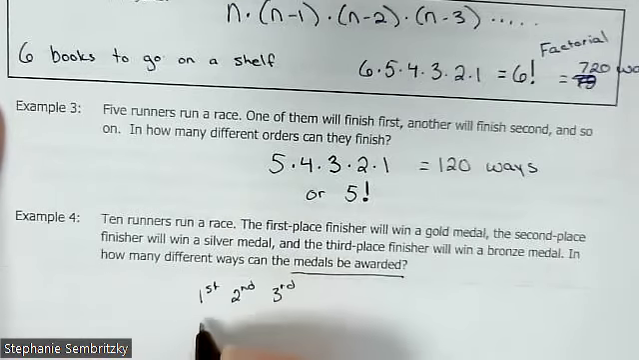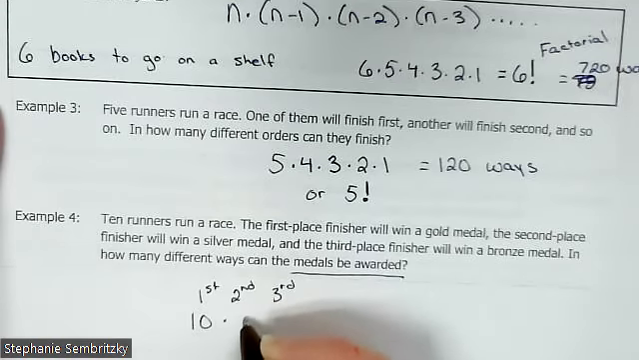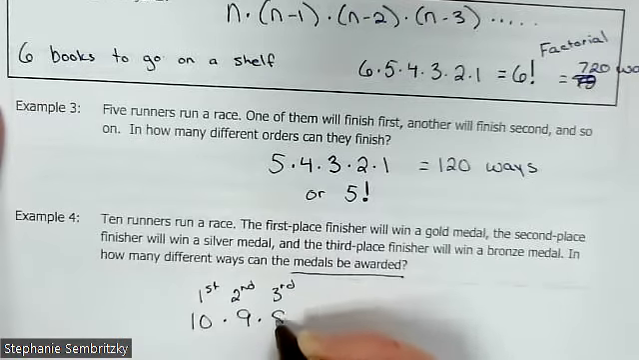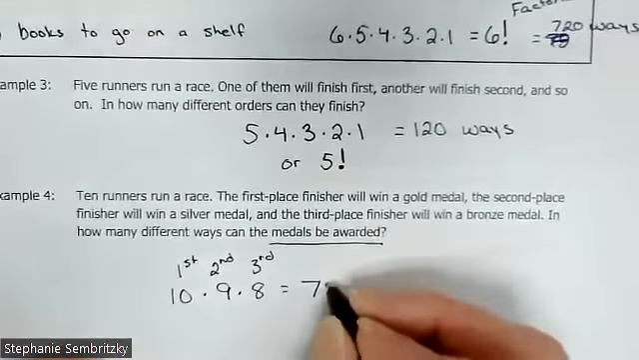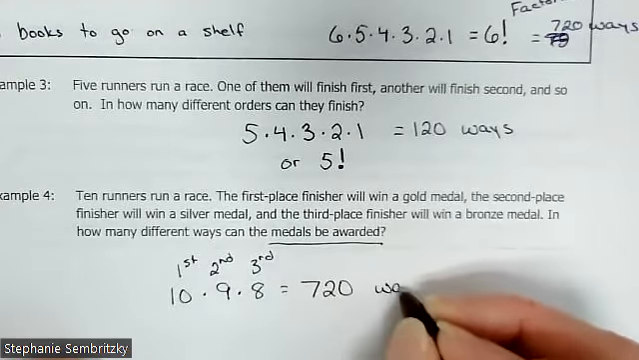How many runners do we have that could have gotten first place? 10. And then second place, 9, and then third place, 8. So 10 times 9 times 8, 720 ways.